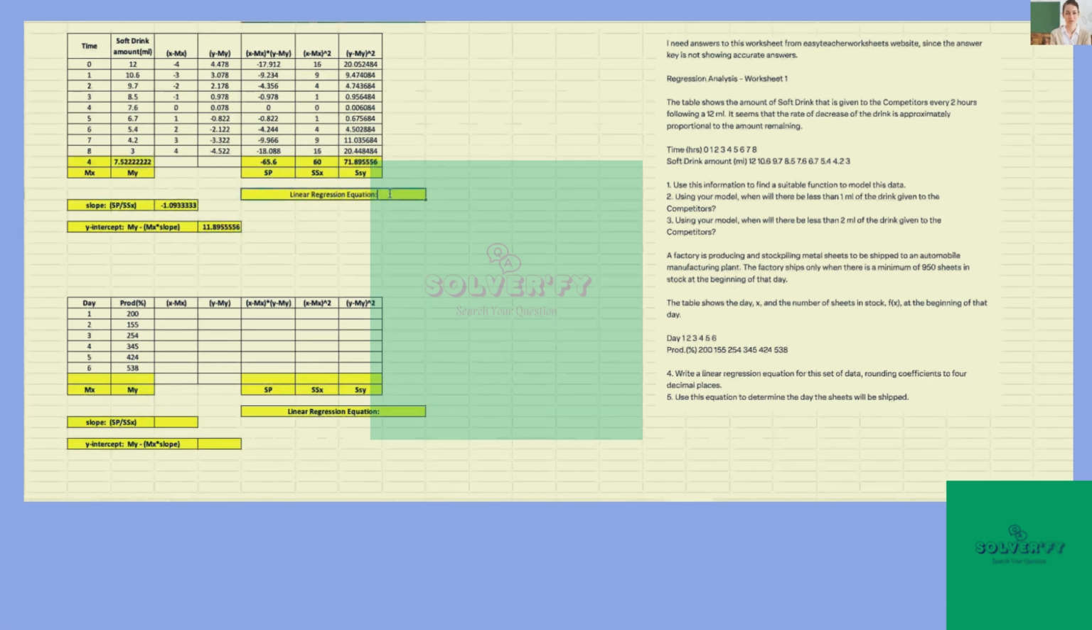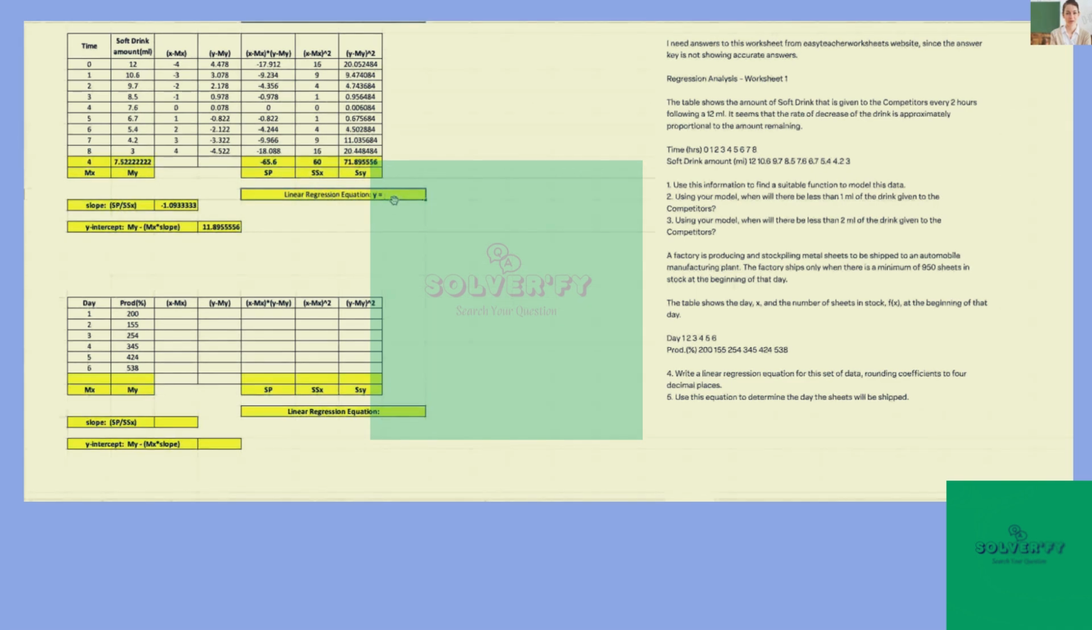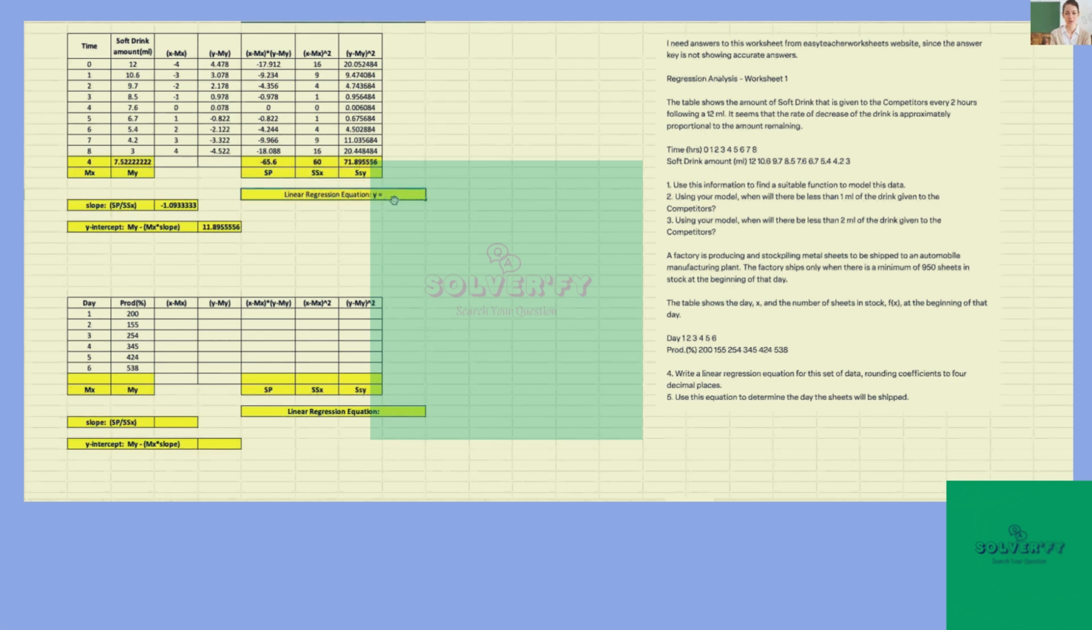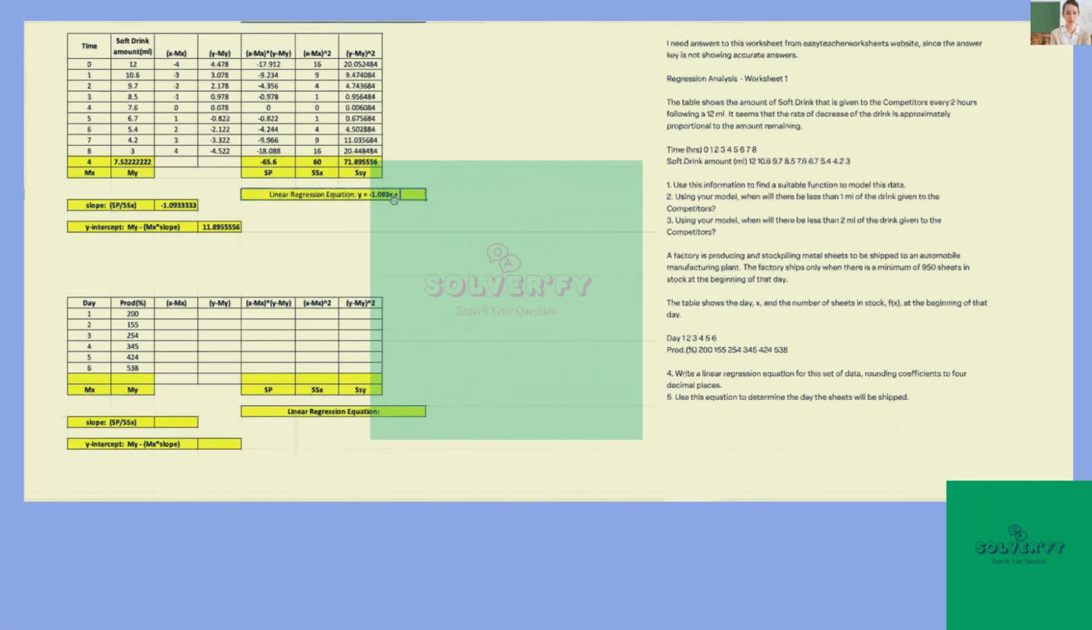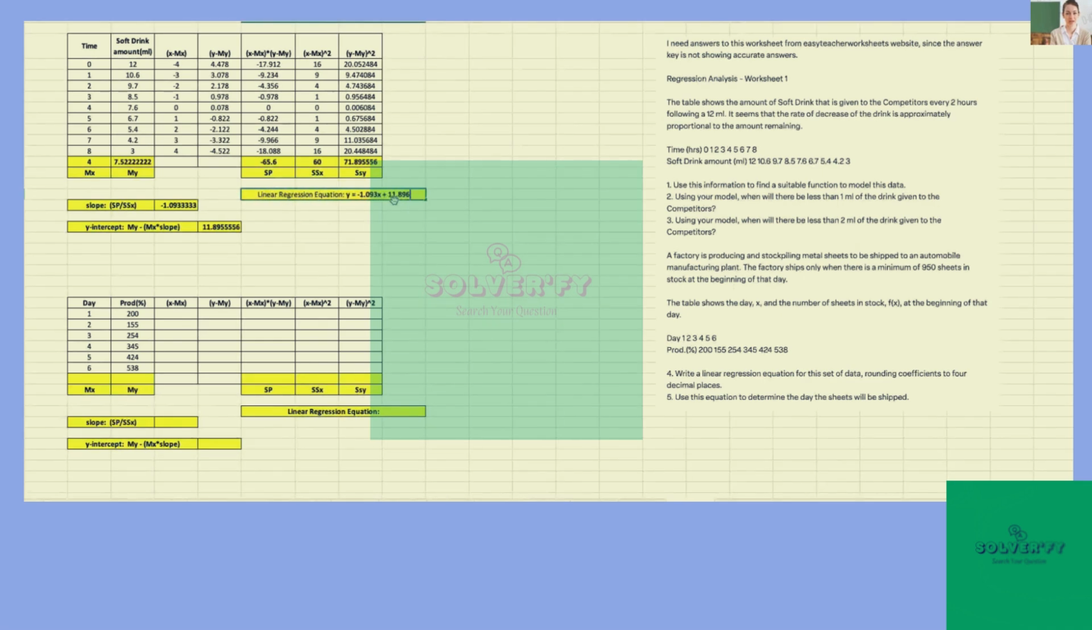And so my linear regression equation is y equals, and I'll just round it to 2 decimal places. Actually, I'll round it to 3 decimal places. Negative 1.093 x plus 11.896. Okay, so that's your linear regression equation. So it says use this information, so I found a suitable function, so that's my number 1.